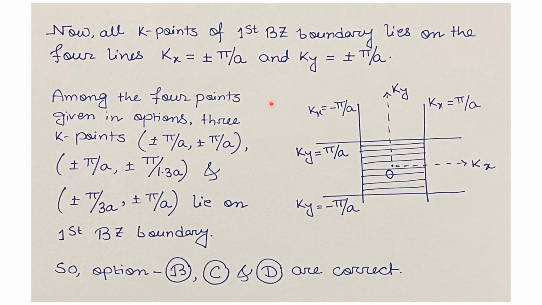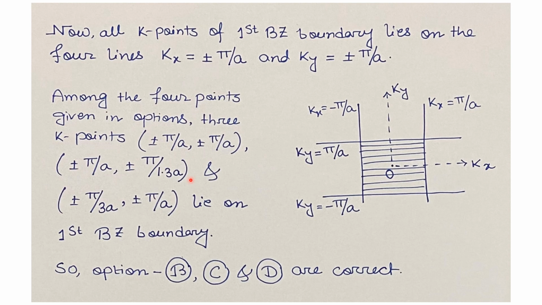Now there are 4 points given in the options. The first option was 0, 0, that is the origin. The origin is not lying on the boundary, so it is not possible to have an energy band gap at the origin, and this option can be eliminated. For the other 3 options, we will discuss one by one. The second option was plus minus pi by a, comma plus minus pi by a. These are 4 points at the corners of the square, lying on the boundary of the first Brillouin zone. So this is a possible answer.